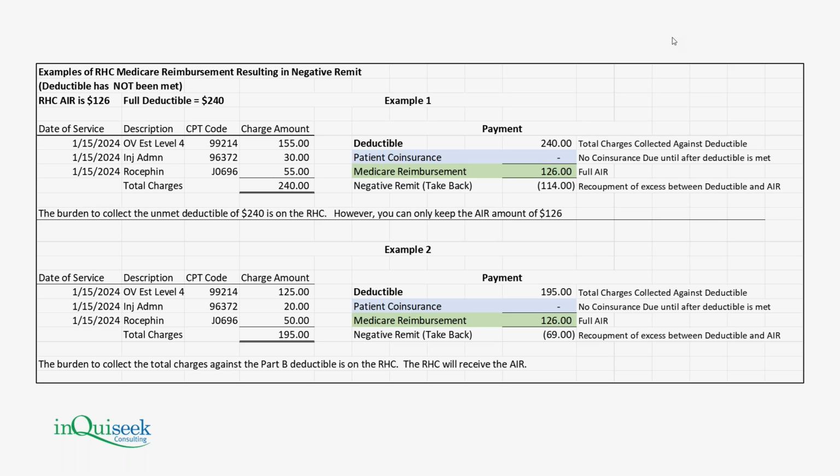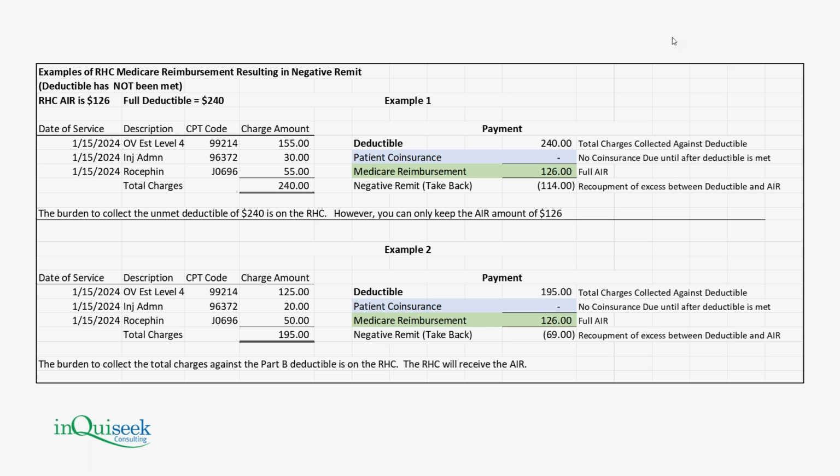$114 on this visit. They're not really asking us, they really pretty much just take it from us. There are different ways that this can look. Sometimes the take back will be on the same remit as the visit, and sometimes it will show up a little bit later, so it's a little bit hard to keep up with. Again, we are responsible for collecting the full deductible against total charges, but we can only keep our all-inclusive rate. And since the deductible is just now being met, Medicare is going to pay us that full all-inclusive rate. So that's our first example.